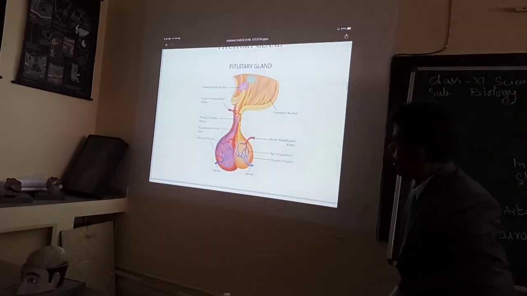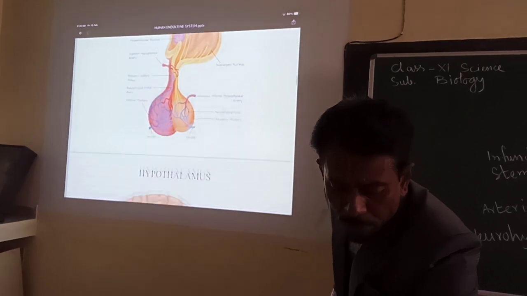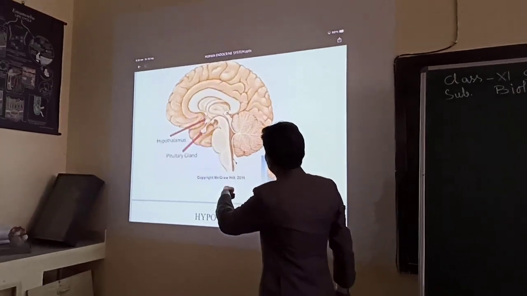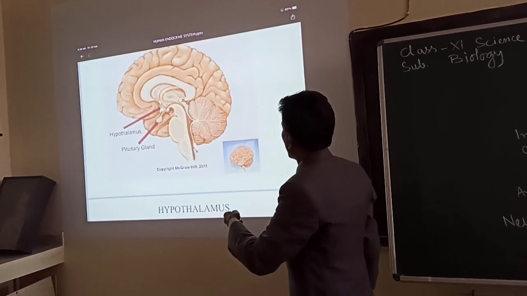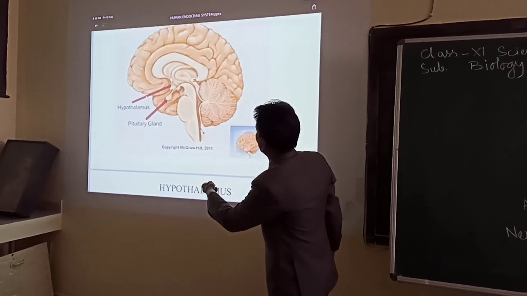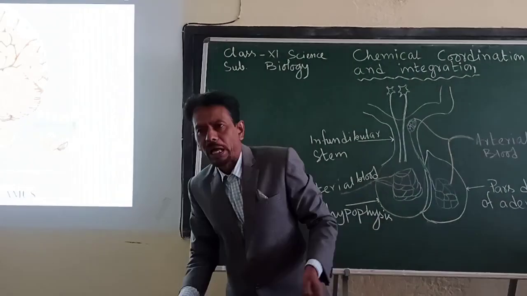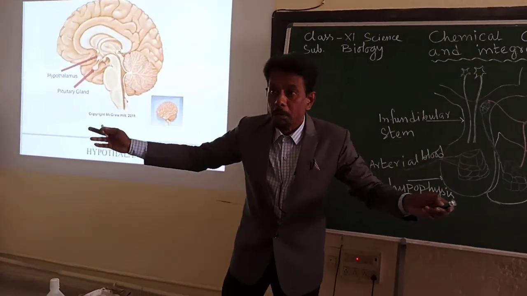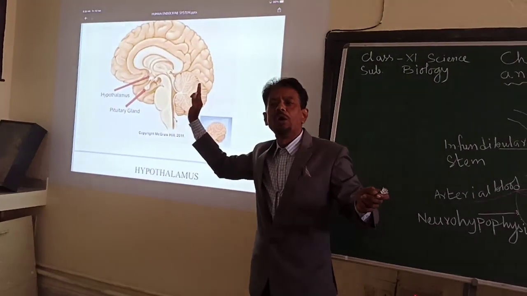Before coming to the pituitary gland, let us talk about the position of the hypothalamus. See, this is the diencephalon. At the base of the diencephalon, this is the demarcation of the hypothalamus. What is the gland? Hypothalamus. It is a very, very important gland. Why is it important? Because without the signal of the hypothalamus, the pituitary gland cannot act.